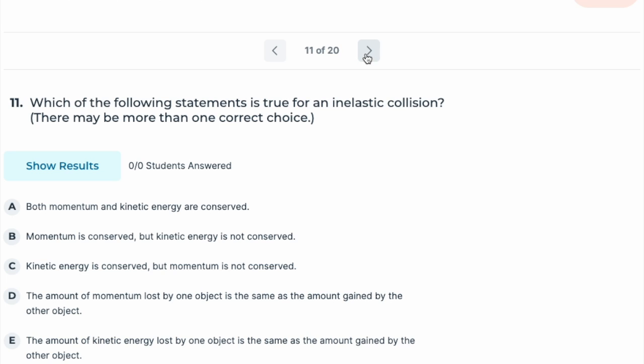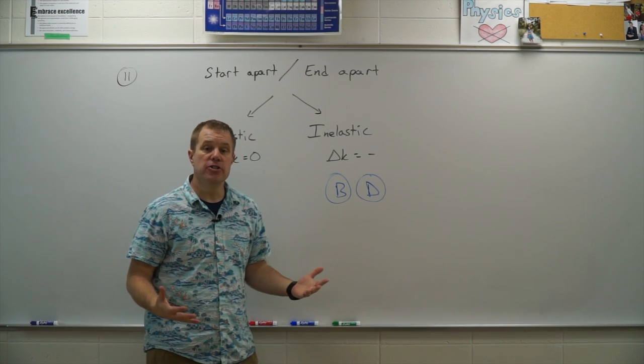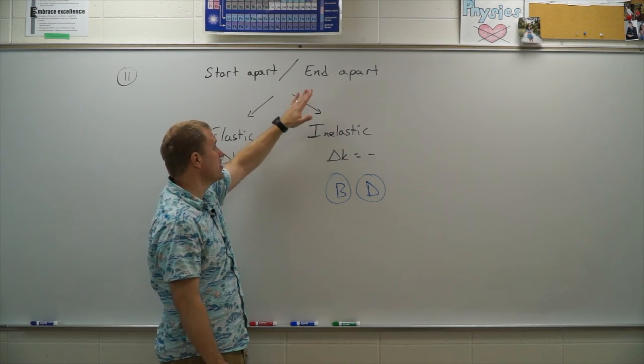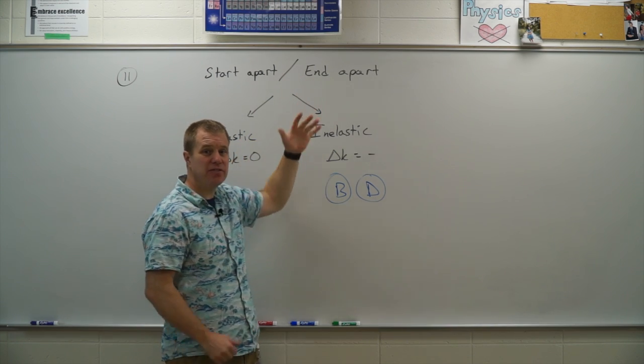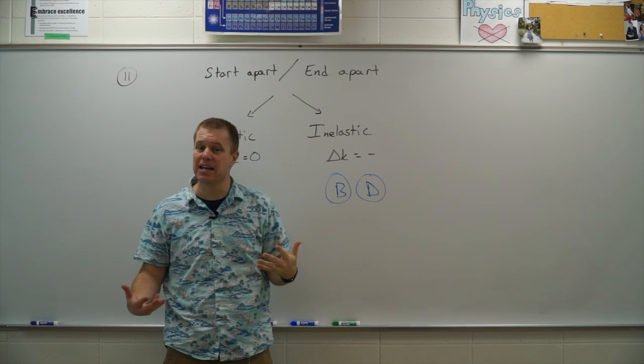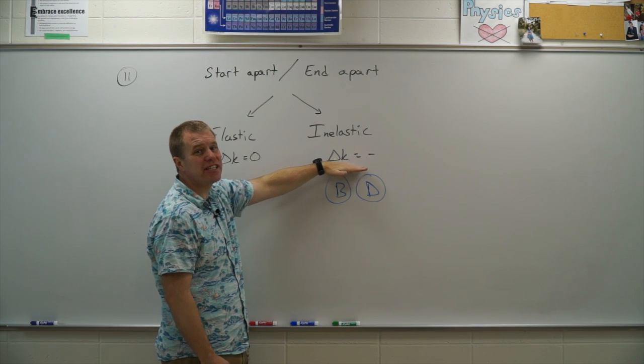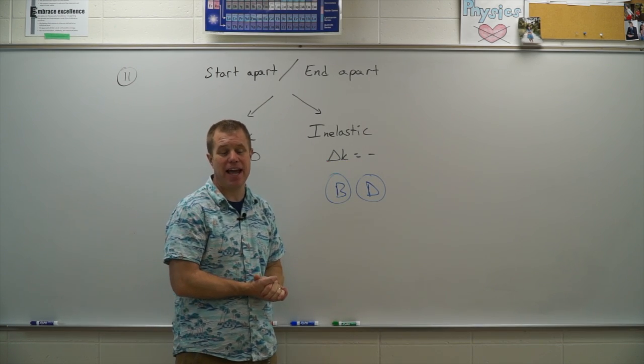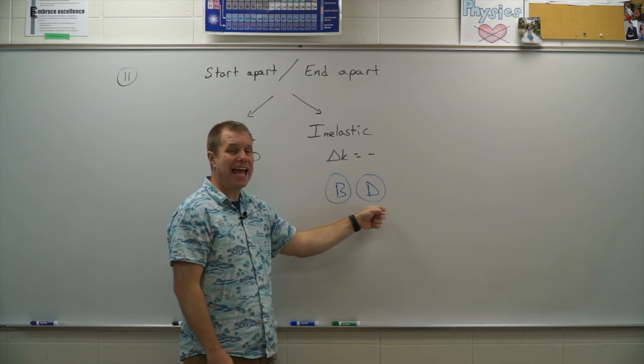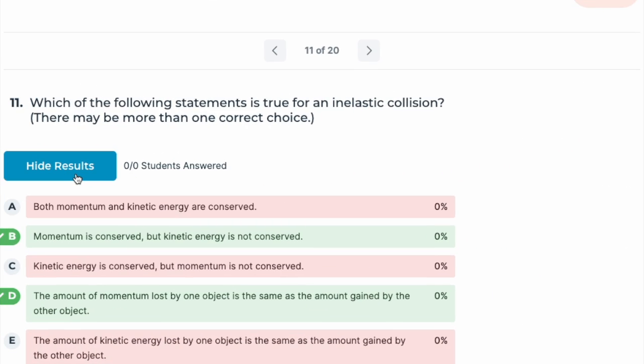Which of the following statements is true for an inelastic collision? There may be more than one correct choice. So now they do tell us it's an inelastic collision, meaning that momentum is going to be conserved, so any momentum lost by one will be gained by the other, but kinetic energy is lost in this situation as well. So B and D. Yes, B and D, momentum is conserved, kinetic energy is not conserved. That means if one loses momentum, the other one has to gain that momentum back.